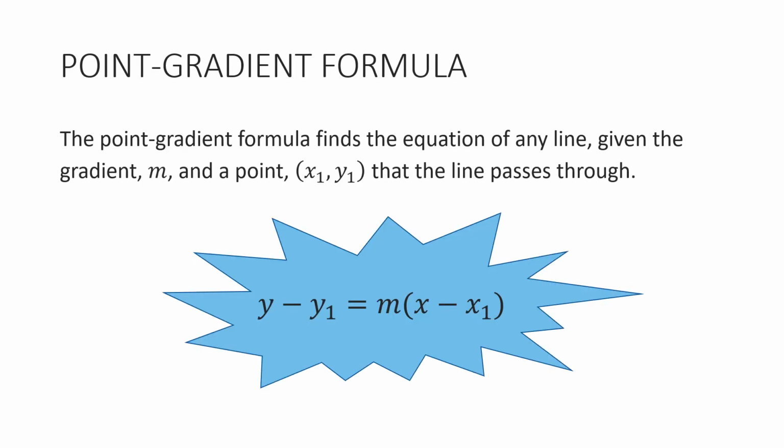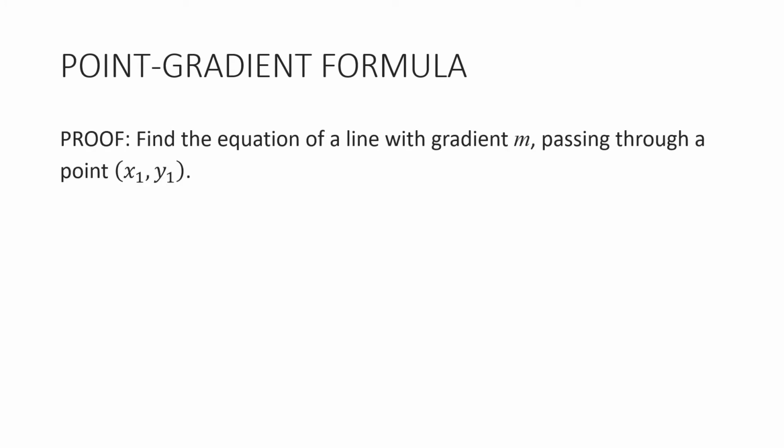Now there is a formula that can make our life a little bit easier, and it's called the point gradient formula. It will find the equation of any line given the gradient m and a point (x1, y1) that the line passes through. So let's quickly look at the proof of this formula. Find the equation of the line with gradient m passing through the point (x1, y1). We're going to use the same method that I just used with a numerical example before.